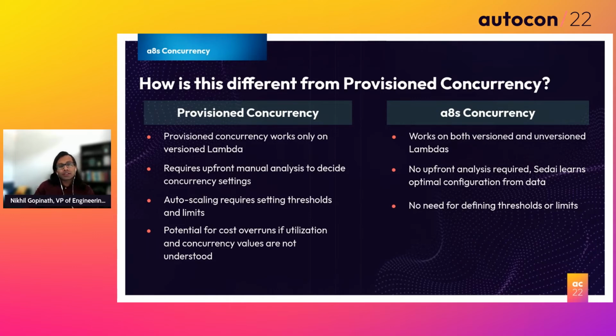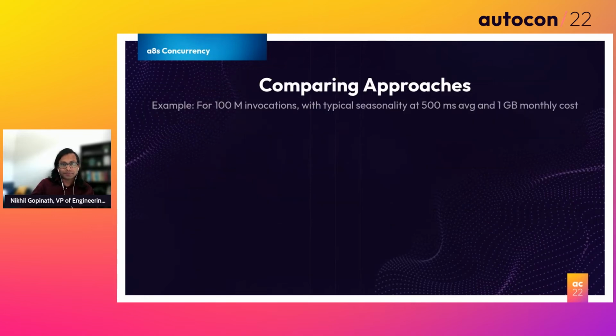With provision concurrency, there's also the potential of cost overruns if you do not plan your concurrency and if you don't understand the utilization pattern of your Lambda. That's very critical, and it has historically been the reason why a lot of customers were reluctant to use provision concurrency. Now with autonomous concurrency, there's no chance of cost overrun because it's continuously monitored, and because of the way we have built it. Behind the scenes, autonomous concurrency does take advantage of provision concurrency when the opportunity arises, so you still get the best of both worlds.